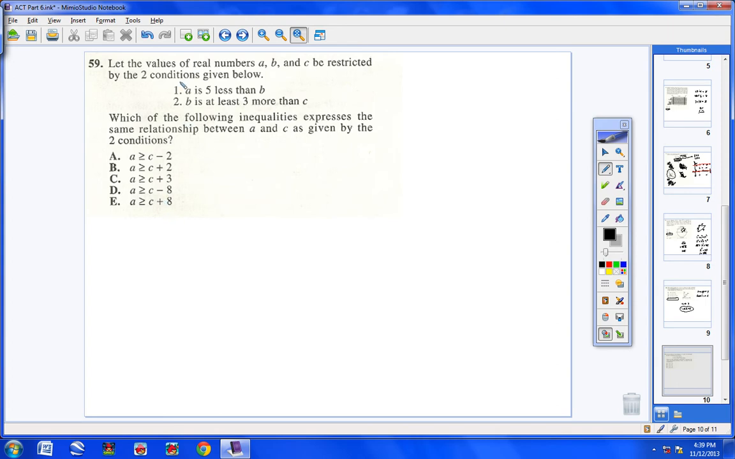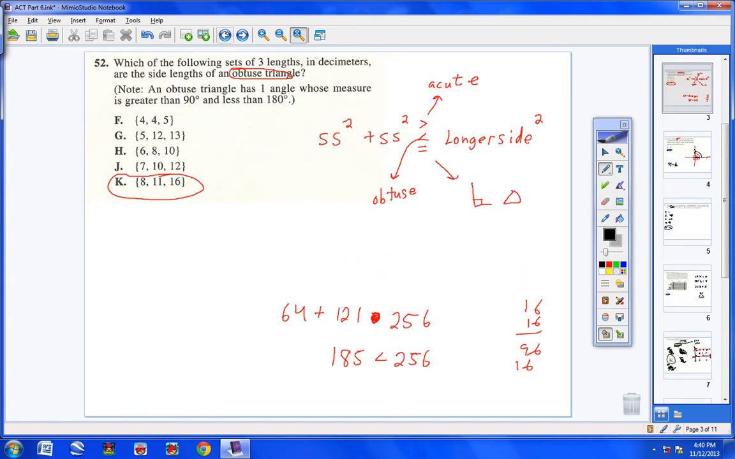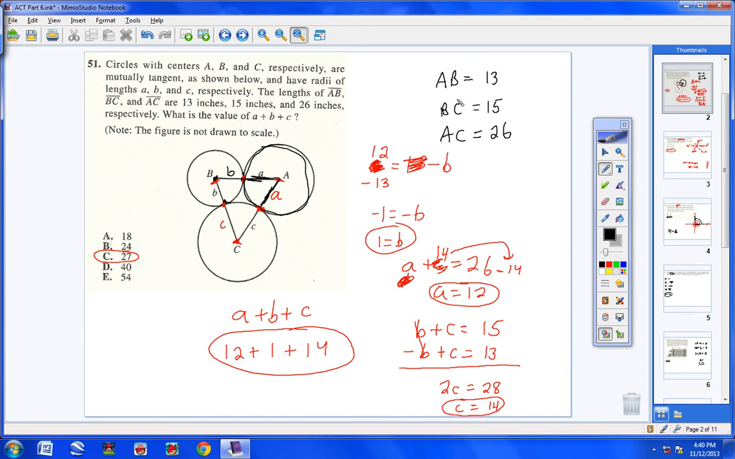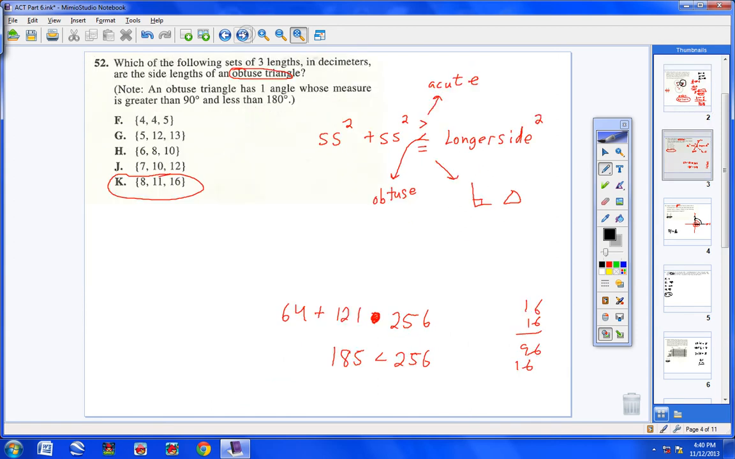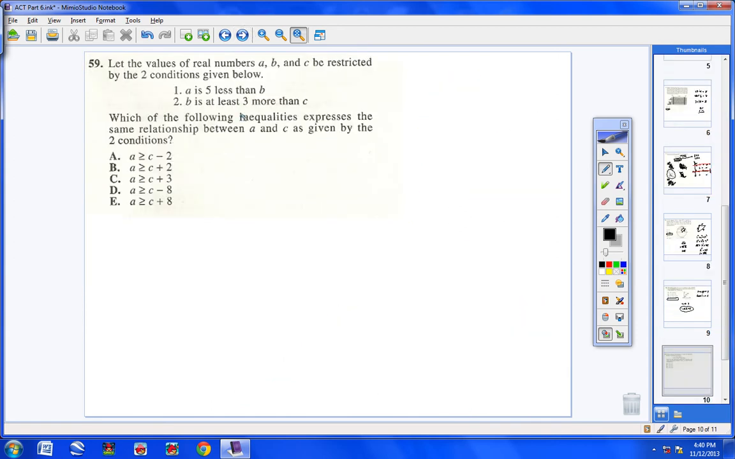Okay, let the values of real numbers a, b, and c be restricted by these two conditions right here. Which of the following inequalities expresses the same relationship between a and c as given by the two conditions. Now remember, you can write equations, you can write inequalities, you can make substitutions, etc. So I'm going to do here what I did way back here on the very first problem we did. I'm just going to write down what I know and just kind of see what happens. That's the best thing to do in some of these problems.